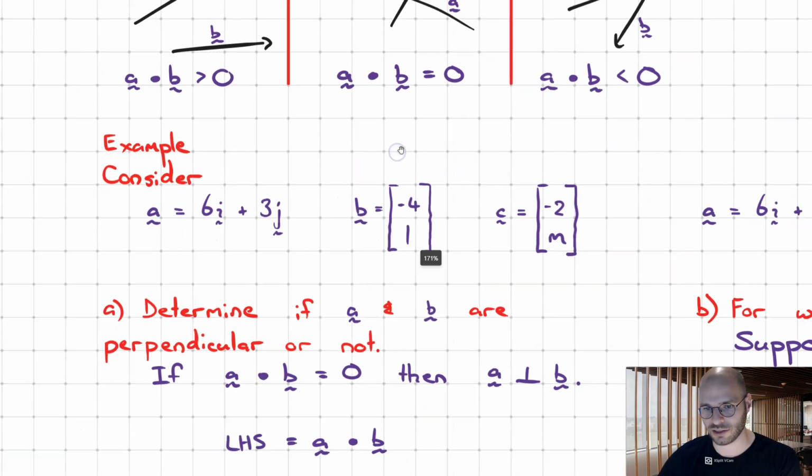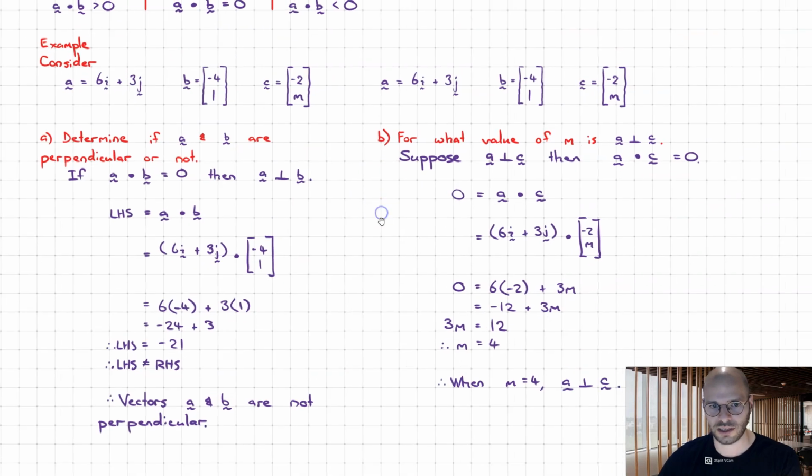And from there we just did two examples. The first example showcasing how to check whether two vectors are perpendicular or not, and the second one showcasing how we can force two vectors to be perpendicular if there's an unknown in one of the vectors.